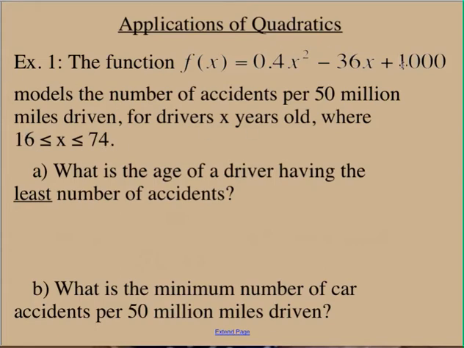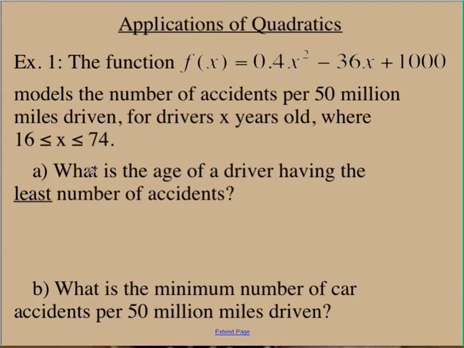Now this is a quadratic equation, and generally your domain is all real numbers, but since we're talking about drivers, you have to be 16 years old to be a driver, so our domain starts at 16, and on average, elderly drivers stop driving on the road at about 74. Now there are exceptions, but this equation only models drivers between the ages of 16 and 74.